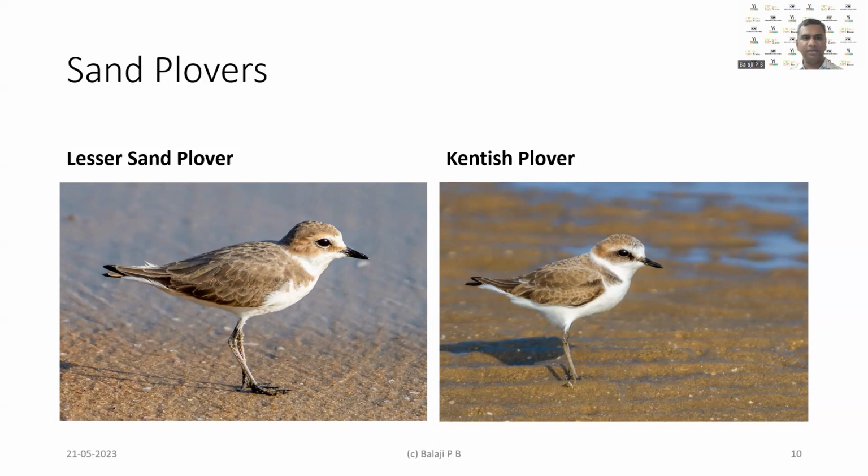So how do you differentiate the lesser sand plover and the Kentish plover in the field? The number one marker in the field is that the lesser sand plover does not have a neck band. When I say neck band, I mean the white ring that goes around. An unbroken white ring is there in the Kentish plover, whereas the lesser sand plover does not have an unbroken neck ring. So this is the main differentiating factor between lesser sand plover and a Kentish plover.